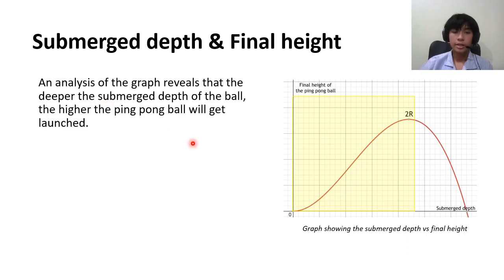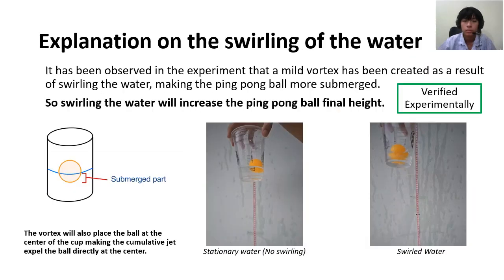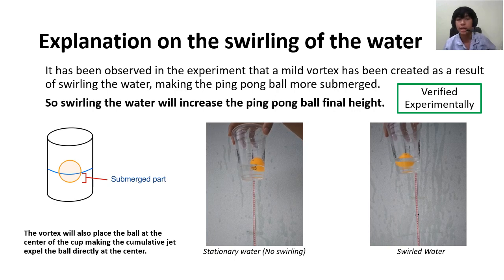So here is the relation between the submerged depth and the final height. So we can determine the maximum final height of the ping pong ball is when the ping pong ball is fully submerged underwater, right here. A Mayo vortex is created as a result of swirling the water, making the ping pong ball more submerged and will increase the ping pong ball final height.